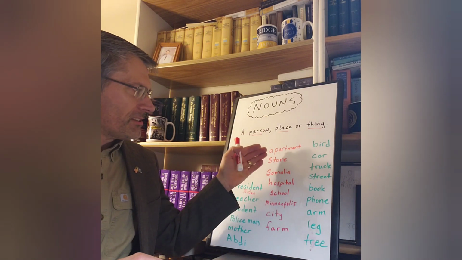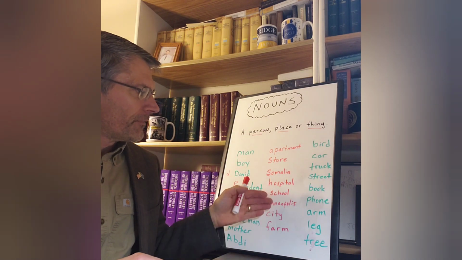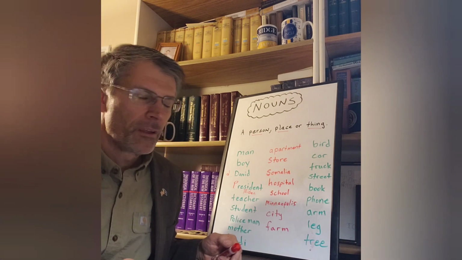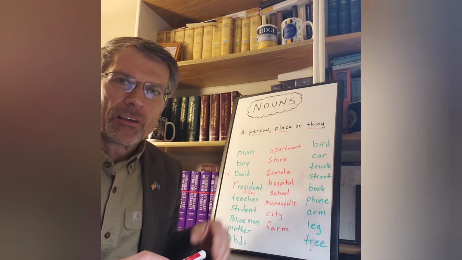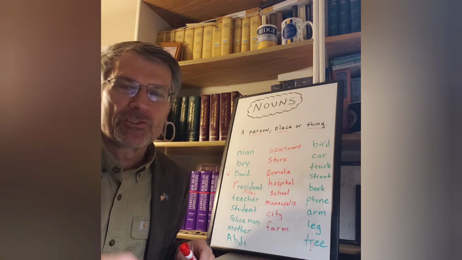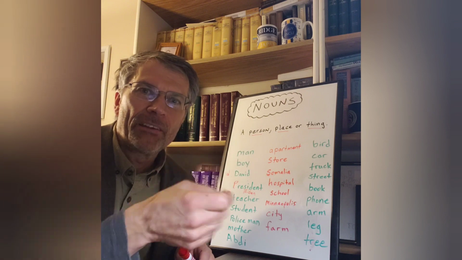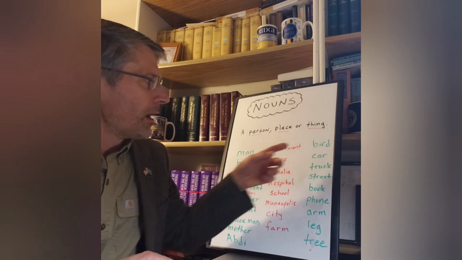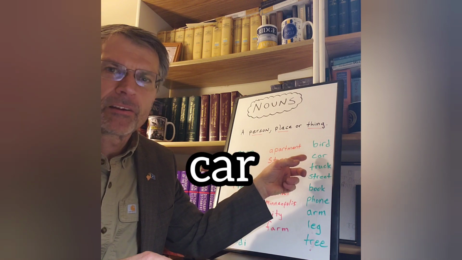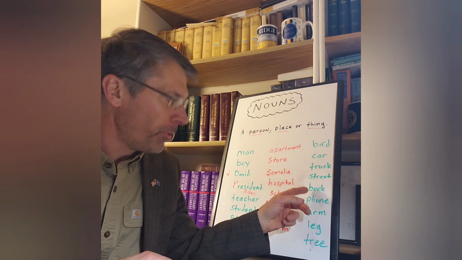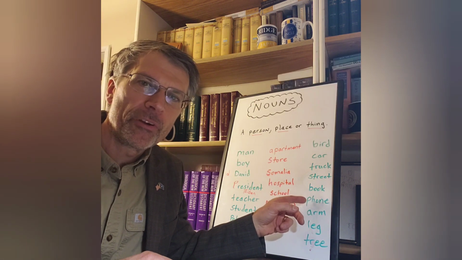So we have persons that are nouns, names. We have places that are nouns as well, that you might go to or live at, whatever the case may be. Then we have things, and there's many things. The world is full of things. I mentioned the pen, my hand, a finger, an eye. These are all things. A bird, car, truck, street, book, phone.